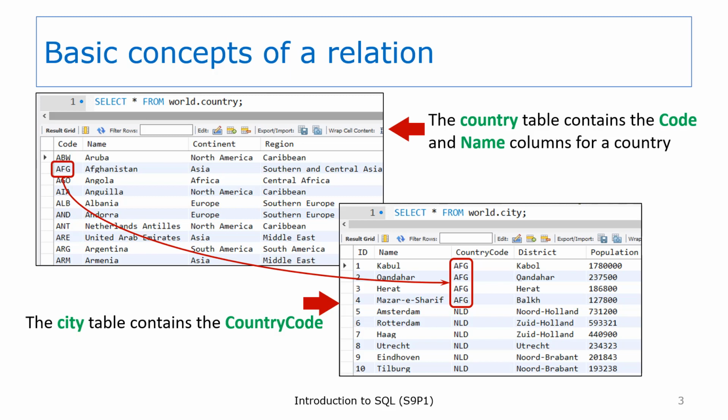So why does country code show up 4 times in the city table on the right? It turns out that the city table does not define any constraints on the country code column. That means that it can appear as many times as needed. In this example, the table contains 4 cities that are in Afghanistan, so the code AFG shows up 4 times.